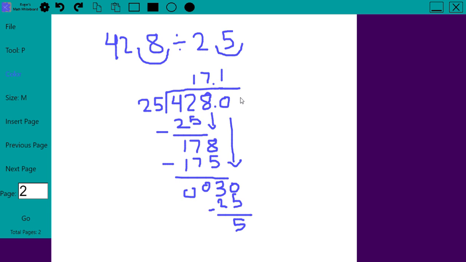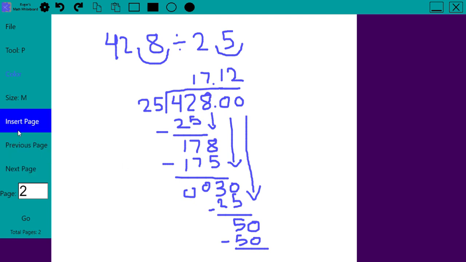Alright, I'm going to add one more 0. How many times does 25 go into 50? It goes into 50 twice. 25 times 2 is 50. Subtract, and I get no remainder. And that's my answer right here: 17.12. Let's try one more.